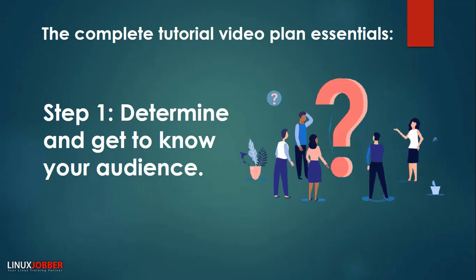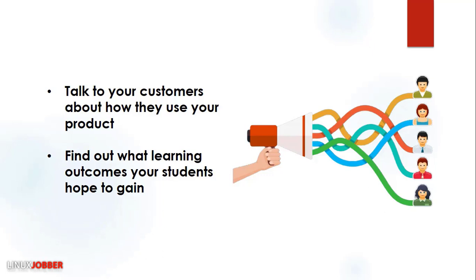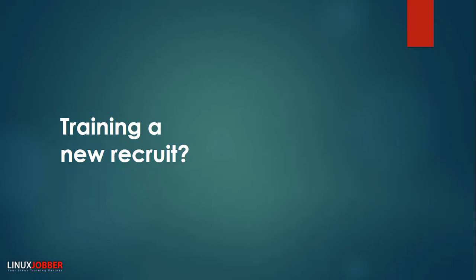Determine and get to know your audience. Before you even think about hitting the record button, get to know your audience and understand why they need help. If you have a product or service, talk to your customers about how they use your product and where they struggle. If you are teaching a class, find out what learning outcomes your students hope to gain. Are you training a new hire? Ask yourself what questions they need to answer to be most successful. Then use that information to choose tutorial topics that will help the most people.